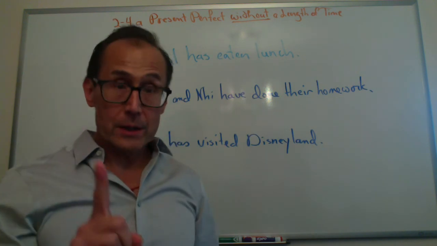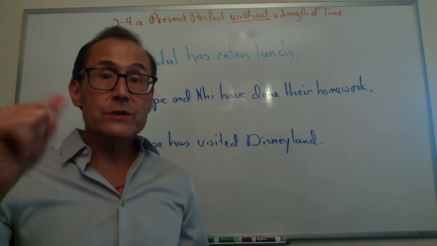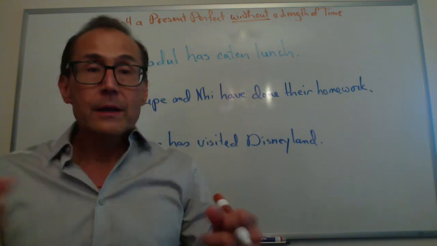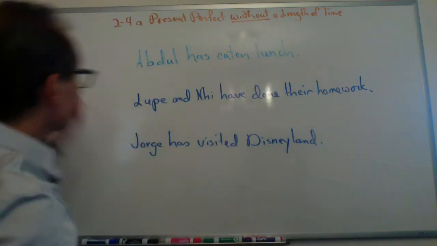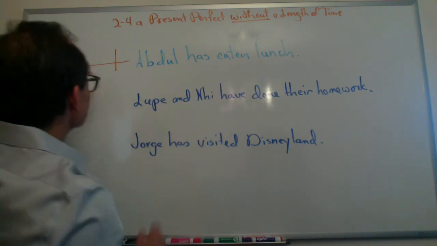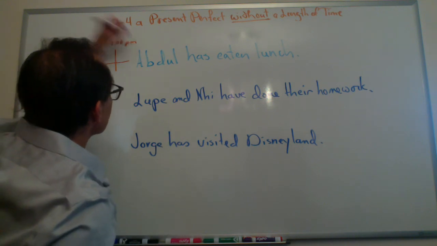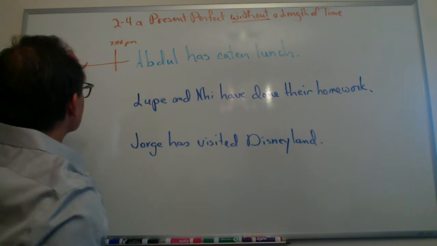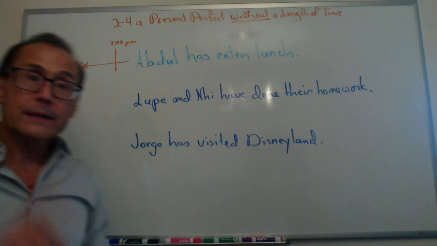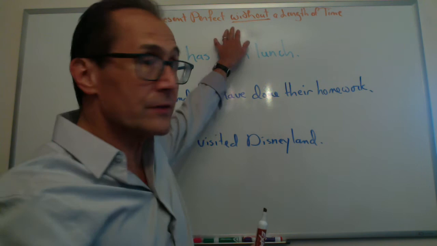So that's one part of the meaning of present perfect. Present perfect, when I use it without a length of time, means that it happened sometime in the past. So let's draw that up here on the board. Abdul has eaten lunch. Now it's evening. Let's say it's 7 o'clock in the evening, 7 p.m. And he has eaten lunch. It happened before now. It happened in the past. That's one part of the meaning when I use present perfect without a length of time.